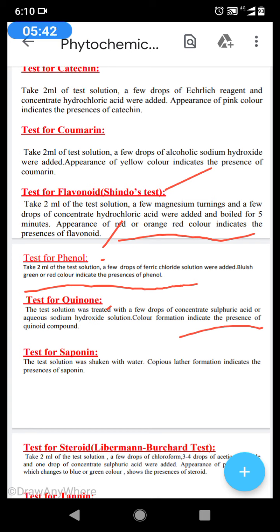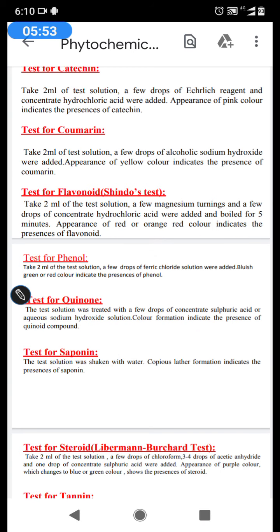Next one, test for saponin. Take a test solution and shake it in water. Frothy, leather-like foam formation indicates the presence of saponin. Okay.